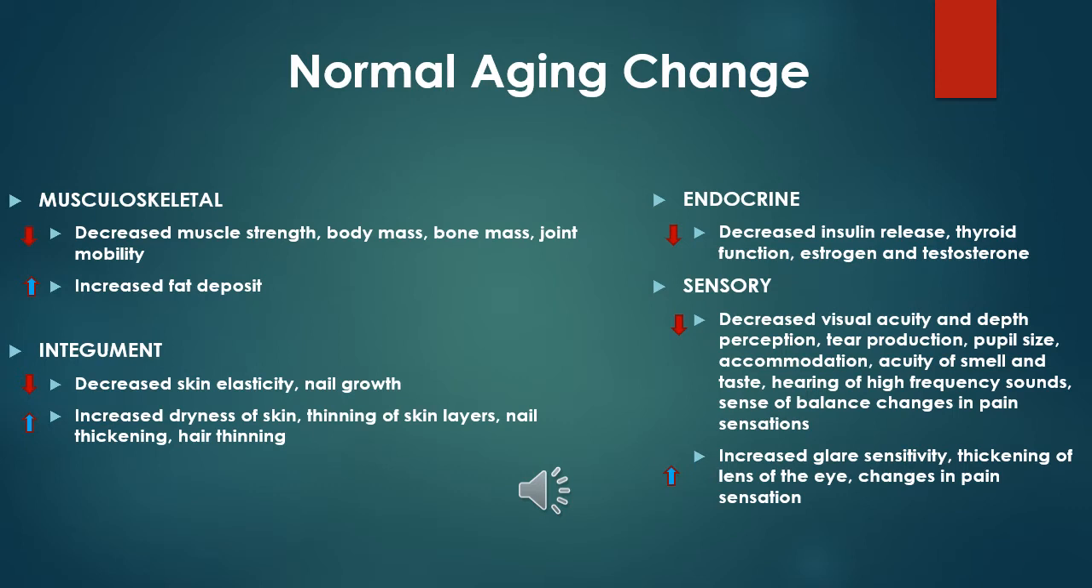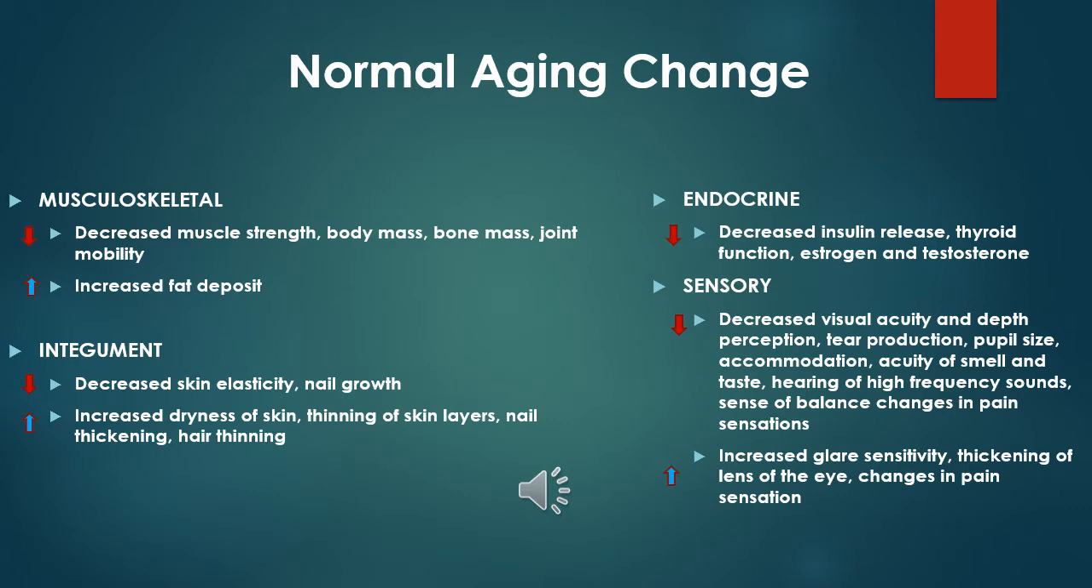So for sensory, typically there is a decreased visual acuity and depth perception. There is a decrease in tear production along with diminished pupil sizes, so they're not able to acclimate as well. Their sense of smell and taste decreases, and their hearing of high-frequency sounds can diminish. Their sense of balance can also change, and their pain sensation changes as well.